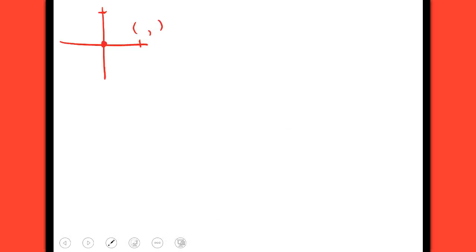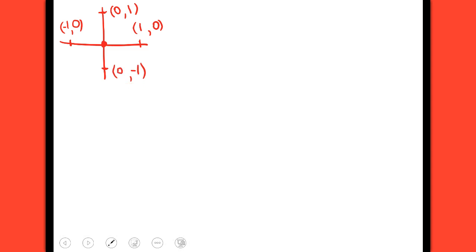Okay, forget trigonometry for just a second. If you start at the origin, 0, 0, and you go over 1, what is that ordered pair? 1, 0. If you start at the origin and you go up 1, what is that ordered pair? 0, 1. How about this one if you come over 1? How about this one if you come down 1?